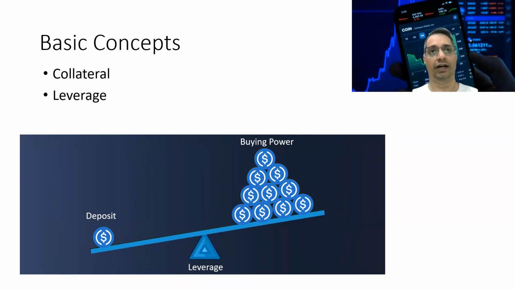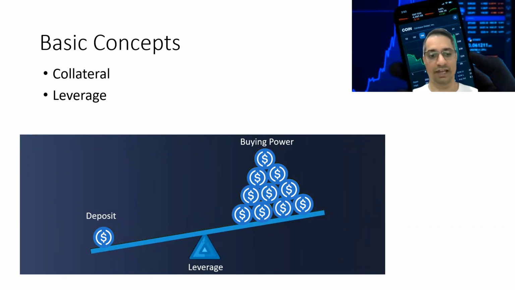I'll give you another example. Say Bitcoin price is $20,000 and you want to buy one full Bitcoin. So you pay $20,000 on the spot market and you buy one full Bitcoin. And say the Bitcoin price goes up by 10%. Now the Bitcoin price is $22,000 and you can cash out. So your profit is $2,000.